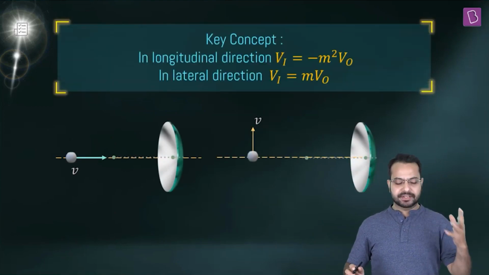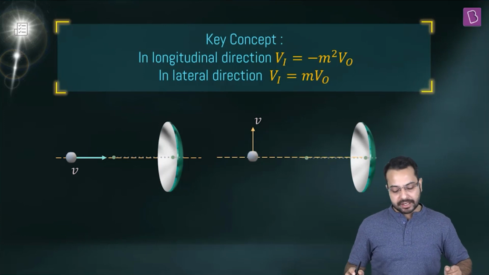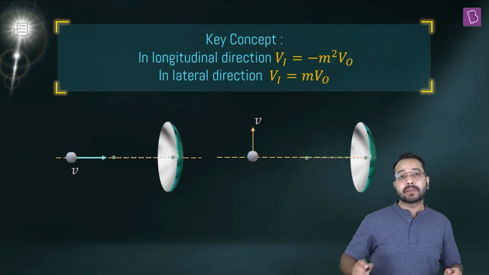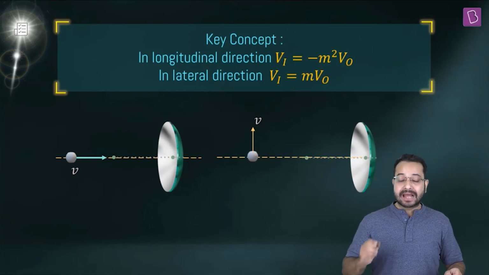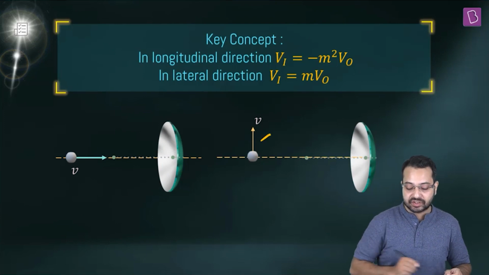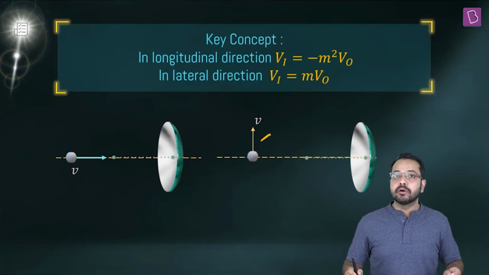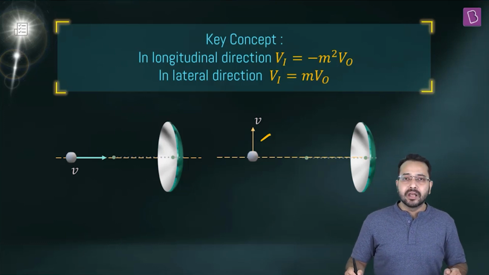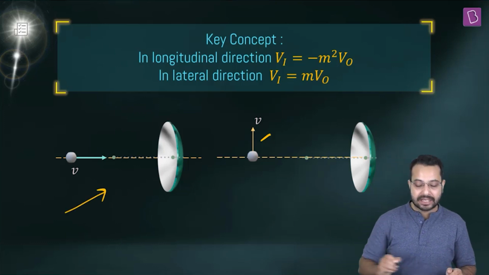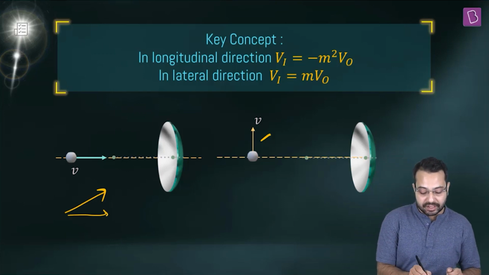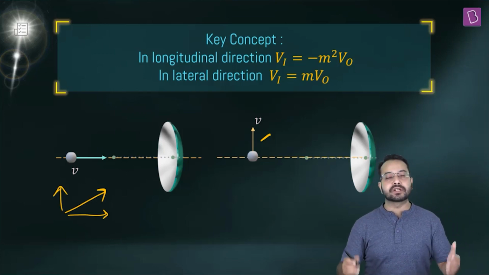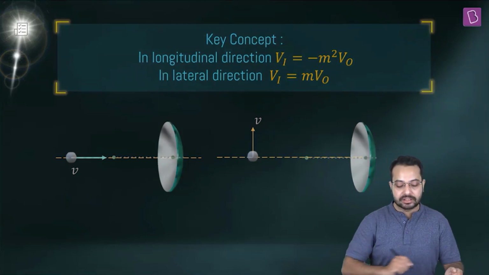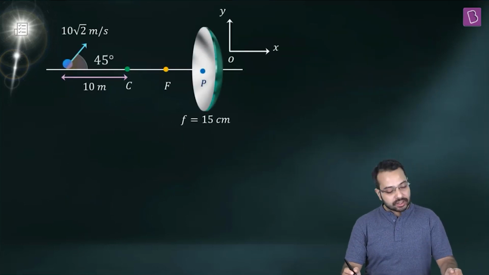Now again, the key concept here is that in the longitudinal direction, velocity of image is minus magnification square times velocity of object, and in the lateral direction, velocity of image is equal to magnification times velocity of object. Why did we say that? Because the velocity is somewhere like this. So if we can resolve it in two directions, I can use both the equations and find the answer. That is the key concept. Now let's proceed to the solution.